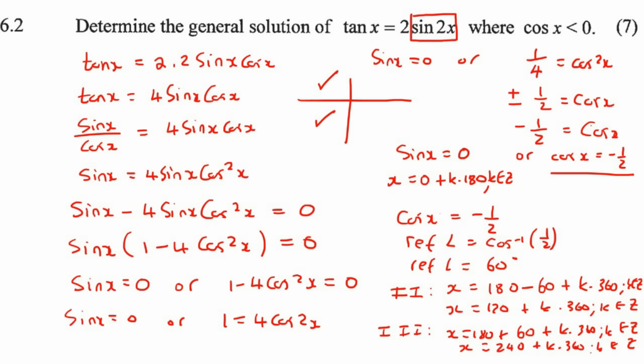So our three answers for this one would be this one over here. Sometimes they won't put the 0, because 0 is nothing, right? So you could just say x equals k180 if you wanted to. Here's our second answer, and here's our third answer.